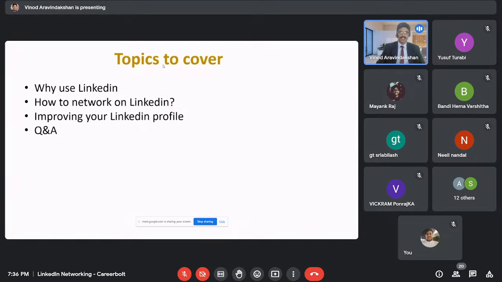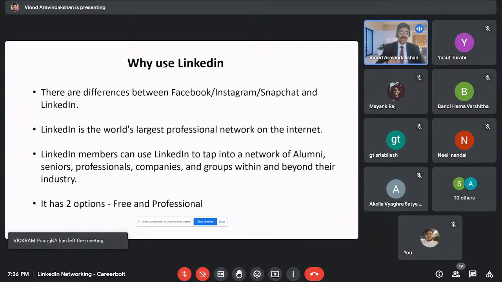We're going to cover a bunch of things like why use LinkedIn and how to network on LinkedIn. Hopefully some of it is already known to you, but if not, I think this session is going to be very, very helpful to you. And remember, I'm talking from a recruiter's perspective, not from a student's perspective. So I'll let you know what recruiters are looking for.